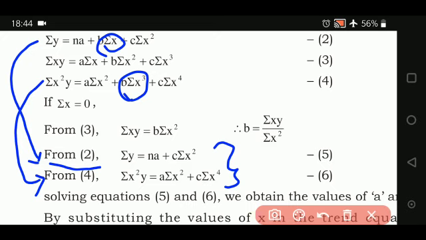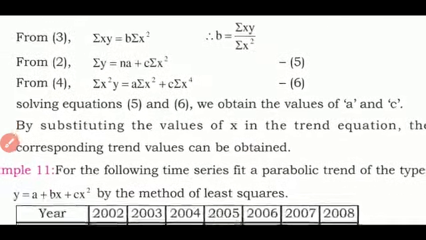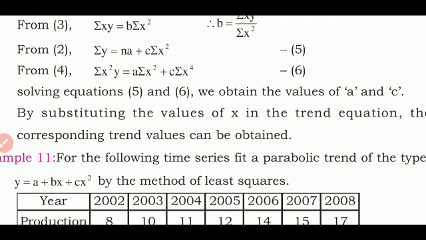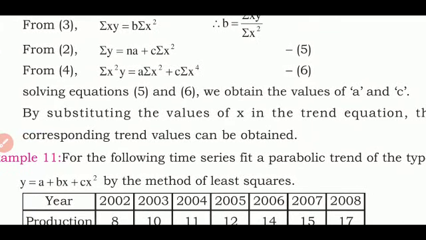I'll be solving a simple simultaneous equation to make the concept more clear to you all. But first let us see what are the further things here. So when we solve equations 5 and 6, we obtain the values of a and c. By substituting the values of x in the trend equation, the corresponding trend values can be obtained.